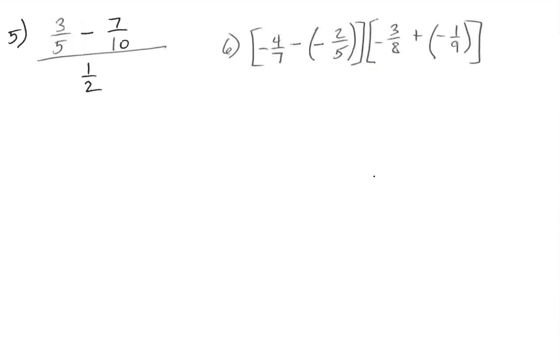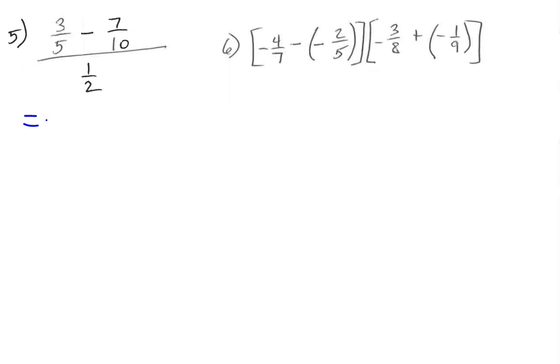Let's try some more examples. Our fifth one is also a fraction as it begins. The numerator is 3/5 minus 7/10. The denominator is 1/2. So we have fractions in this fraction.